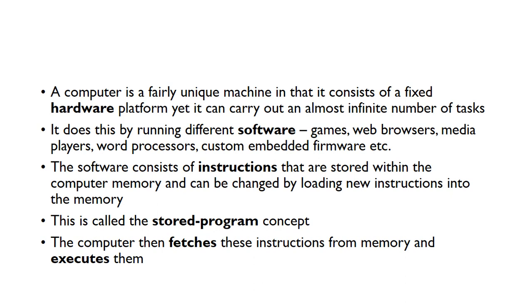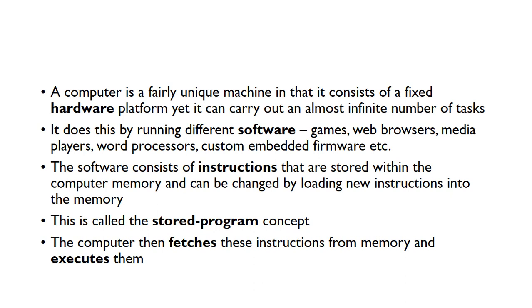A computer is a fairly unique machine in that it consists of a fixed hardware platform, but it can carry out pretty much an infinite number of different tasks. Even though the hardware's fixed, it can do this because it can run different types of software: games, web browsers, media players, word processors, and in the case of embedded systems, custom embedded firmware.